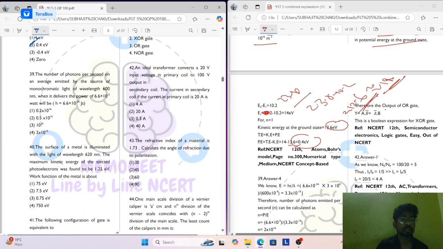The number of photons per second on average emitted by a source of monochromatic light of wavelength 600 nm, when it delivers a power of this, what will it be? Okay, lambda, power.